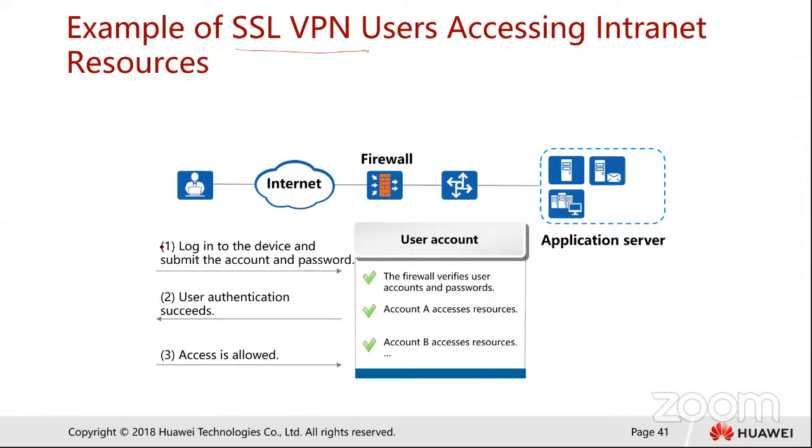So they'll first log in to the device and submit the account and password. And after doing that, the user authentication succeeds. The firewall will go ahead and allow account A to access the resources, or maybe allow account B to access the resources. So account A will go ahead and send in the request, and after the firewall verifies, it will go ahead and say the user is authenticated, and then the user is allowed to access the resources.